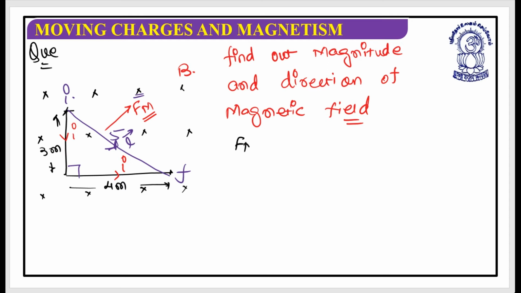Next, Fm is equal to B into I multiplied by L effective, which is phi. So this is equal to phi into B into I, in newtons. I hope this is clear.